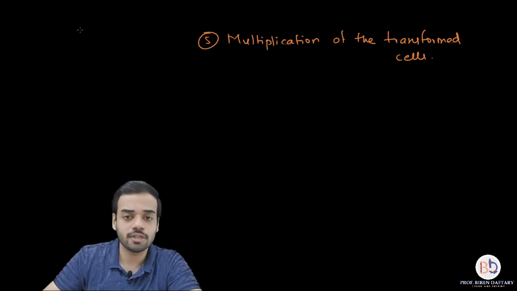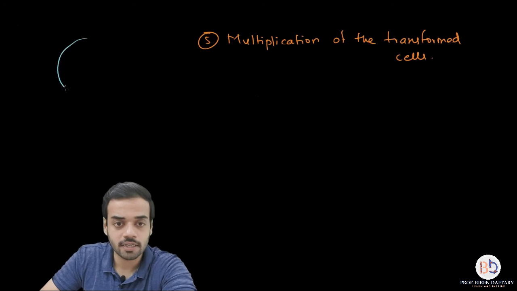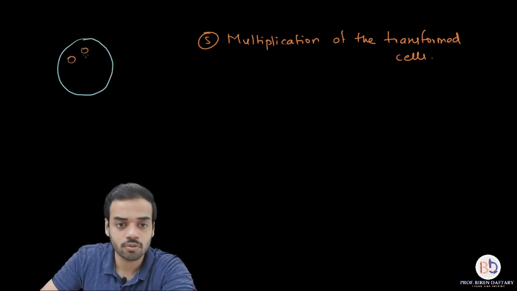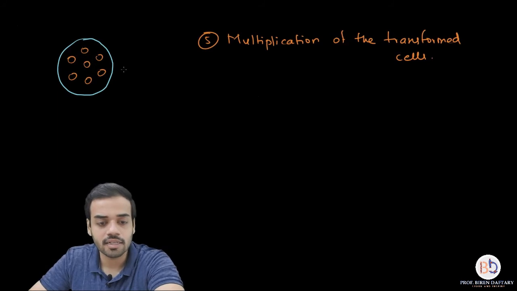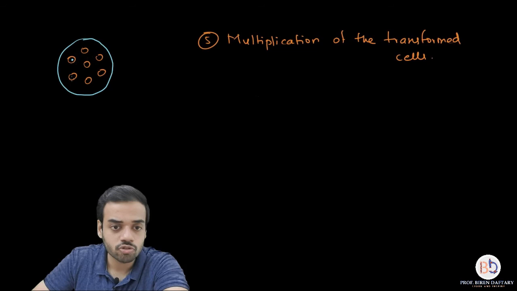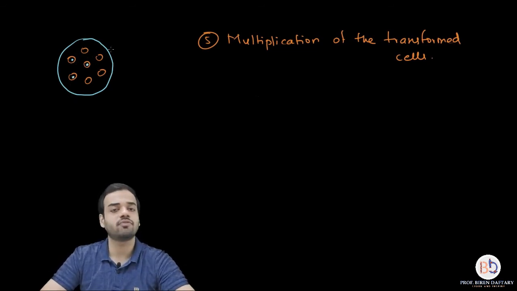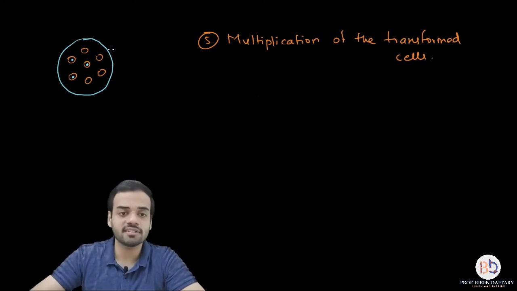So now let me draw over here. Imagine this was your original plate, right? And in this plate, suppose I am drawing 1 2 3 4 5 6 7, I am not going to draw 100 bacteria. And inside this I am going to show the vector. So I am going to show 3 cells which have been transformed, which are blue in color, and the rest 4 are non-transformed. So what is going to happen when you put tetracycline?